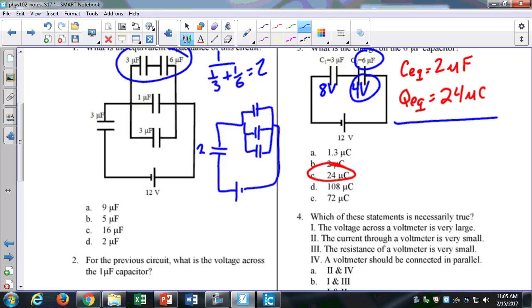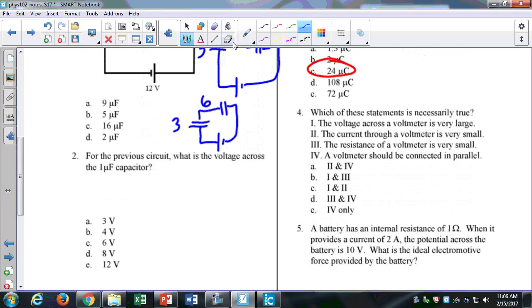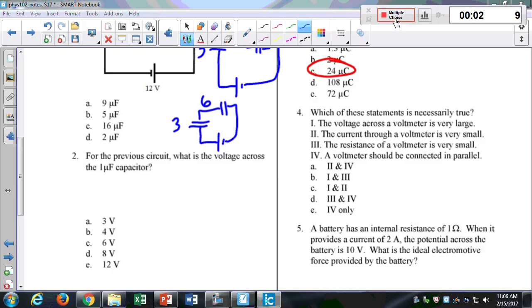Where I have a 3, a 2, a 1, and a 3. And then the 2, 1, and the 3 go to 6. So I have a 3 and a 6 microfarad, and then those combine to give me 2 microfarads. Now, I want to know what is the voltage across the 1 microfarad capacitor. So what is the voltage here? Is it 3, 4, 6, 8, or 12? What is the voltage across the 1 microfarad capacitor? A 3, B 4, C 6, D 8, or E 12.